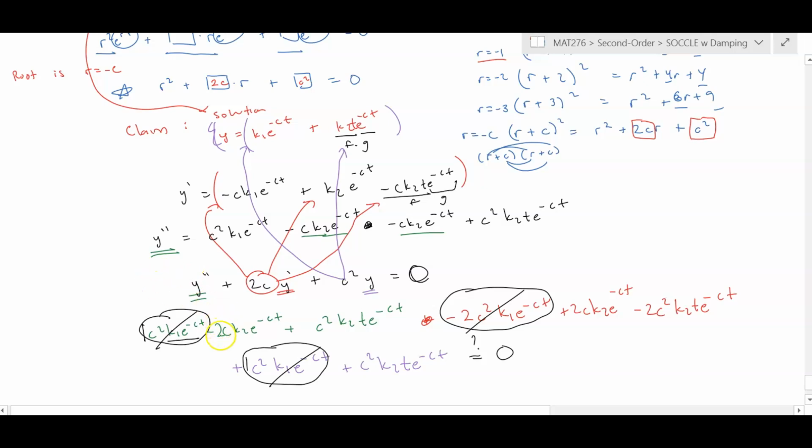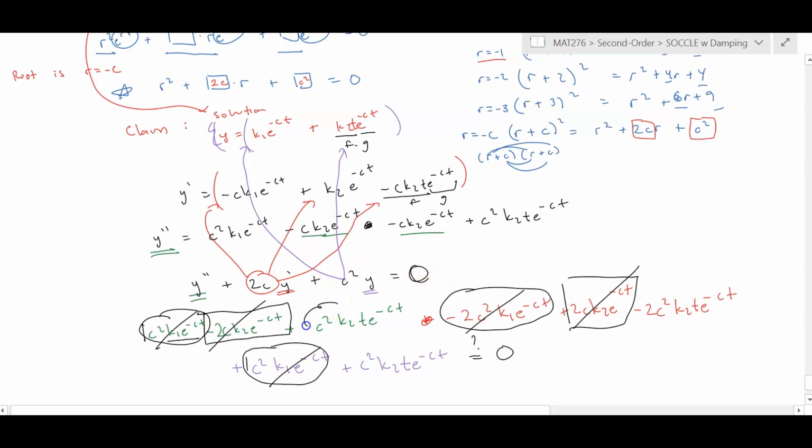Now here we have negative 2c multiples of k2 e to the negative ct. This one has a t e to the negative ct, so I've got to be careful. That's not the same thing. Here I have plus 2ck2 e to the negative ct. So that's k2 e to the negative ct. The other ones have c squareds in them, but if you look at it, this is a minus 2, this is a plus 2. Same terms, opposite signs, they cancel out.